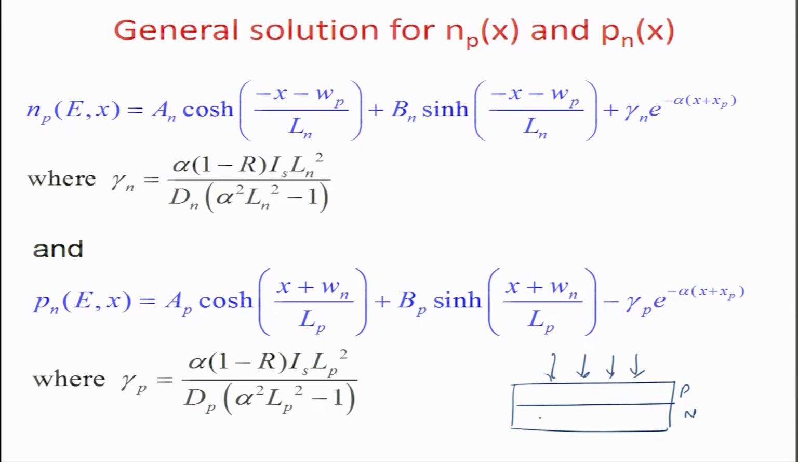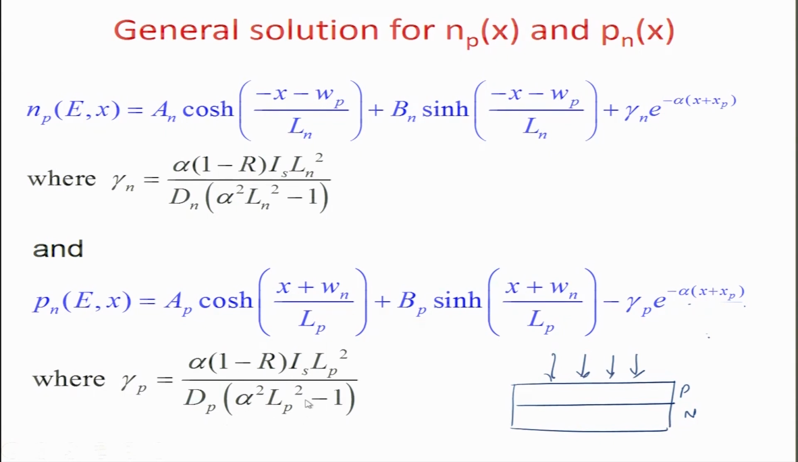So every carrier that has to reach the N side has to go through P. So some terms will remain similar because it has to still cover that distance. So again, you have an expression for gamma P, which is alpha into (1 minus R) I_s L_p squared divided by (d_p into L).